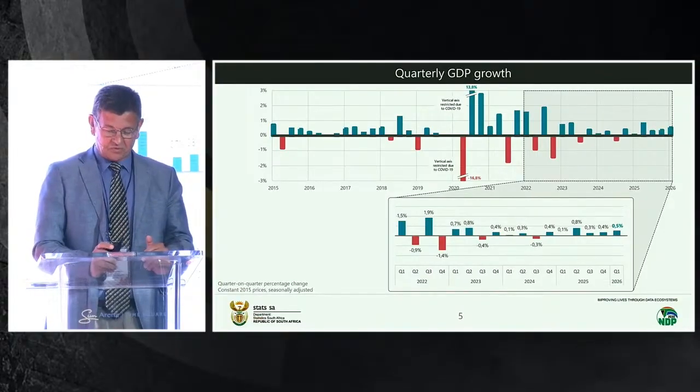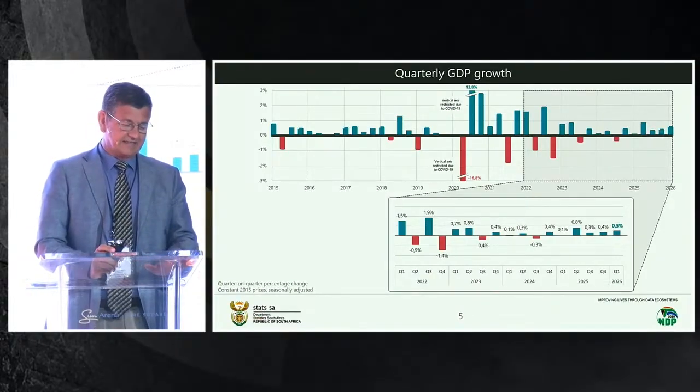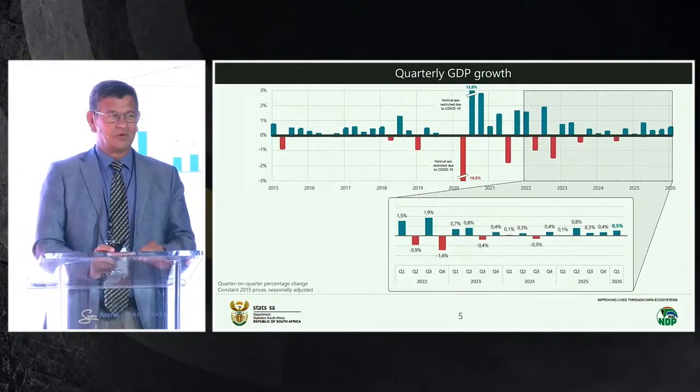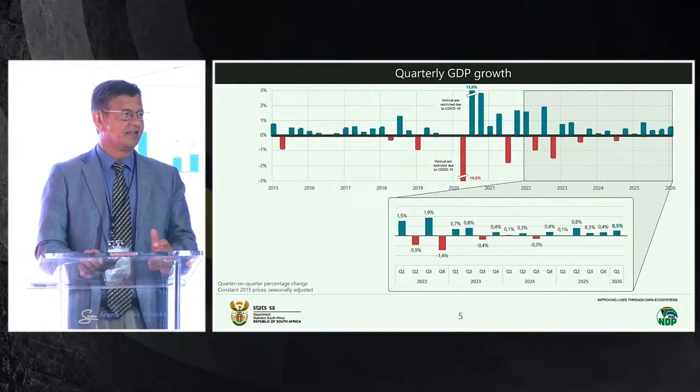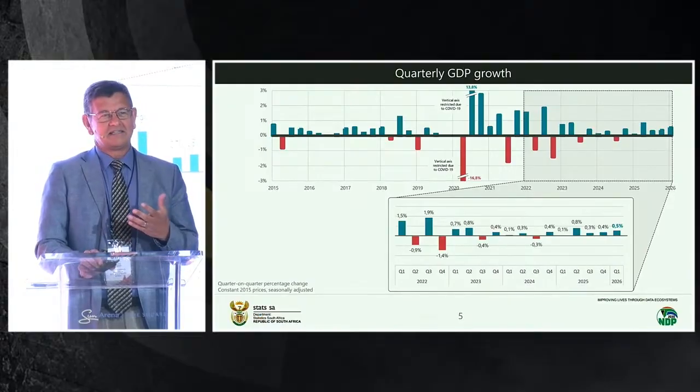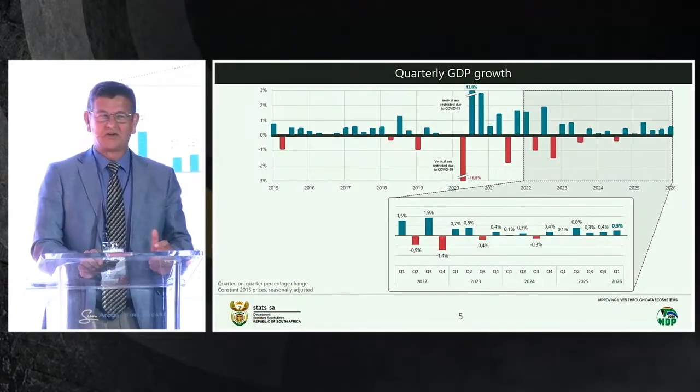What makes this graph quite interesting is that every quarter when we release the GDP, we also have a press conference and you get interviewed by radio stations and the like, and they would always want to have a nice soundbite about what really happened with the economy.